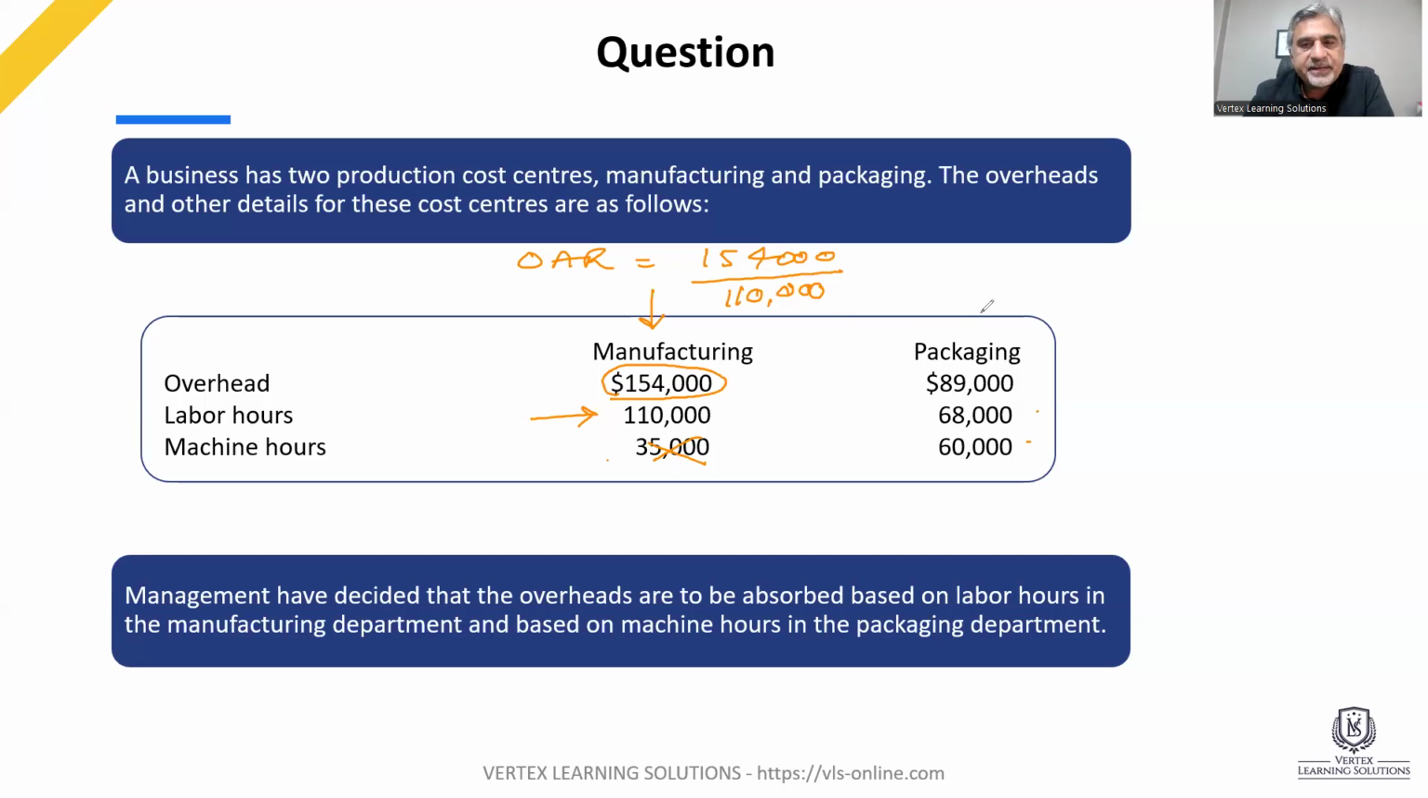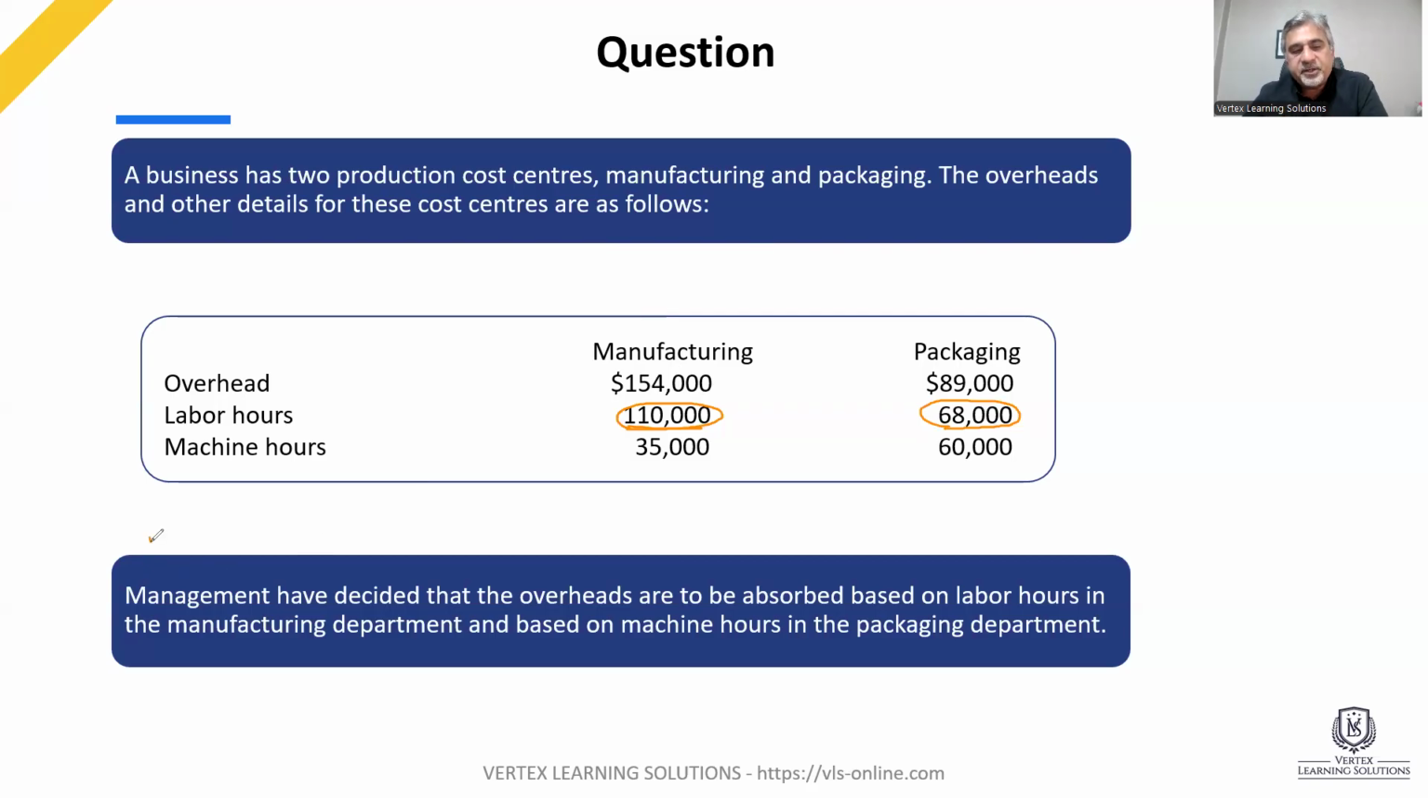Now, if we follow the same logic, in the packaging department, this is the overhead, 89,000. And it should be divided with the activity level which is greater. So you see machine hours are 60,000, labor hours are 68,000. So you should be dividing here also by labor hours, logically speaking. So in both cases, I should be taking labor hours as my activity basis.